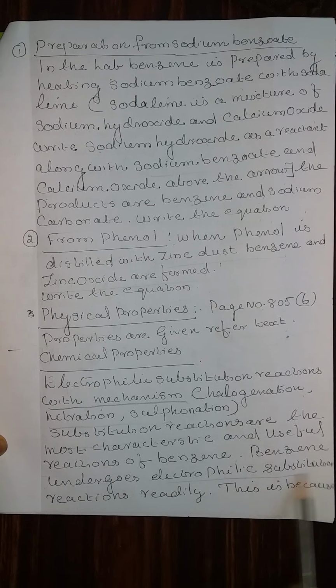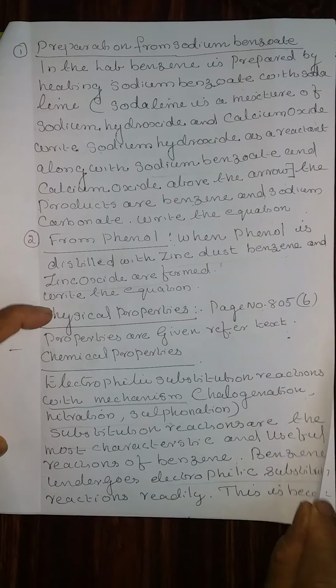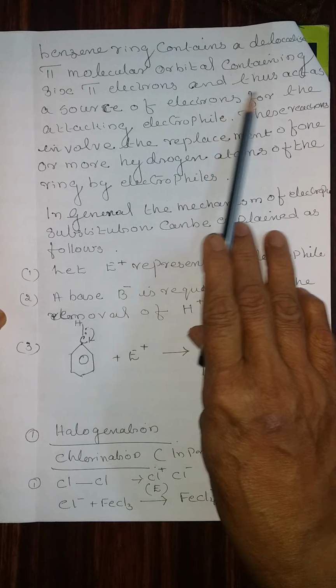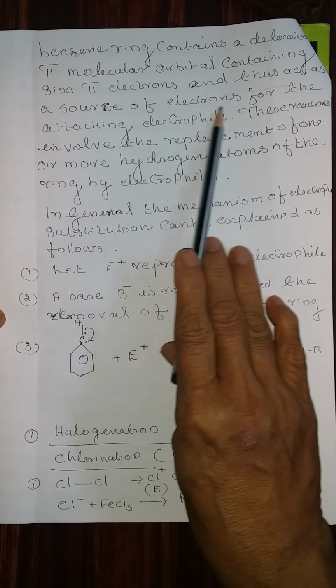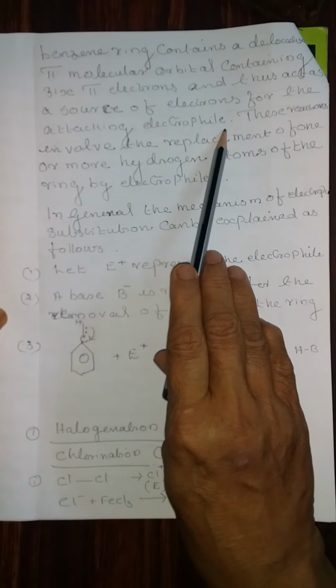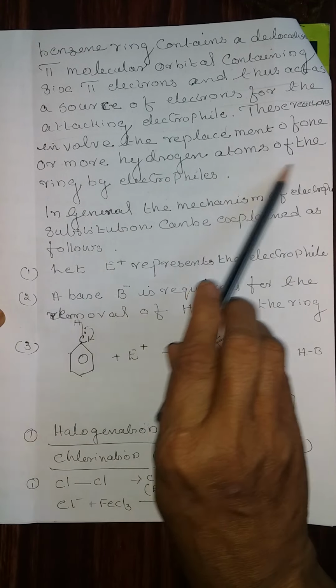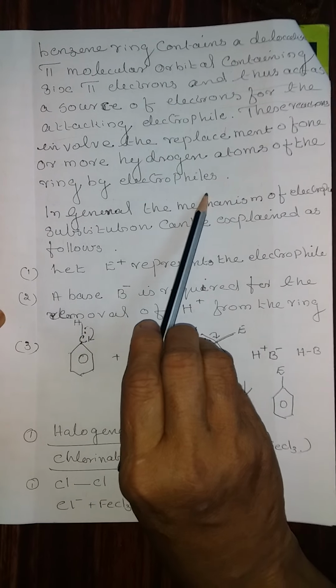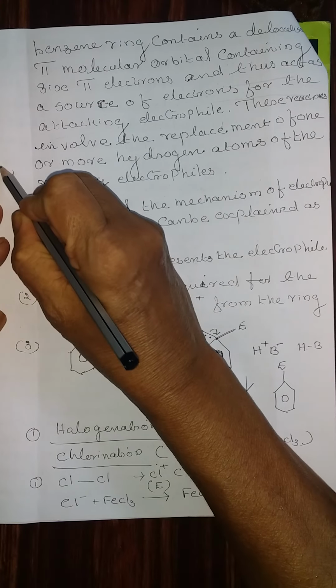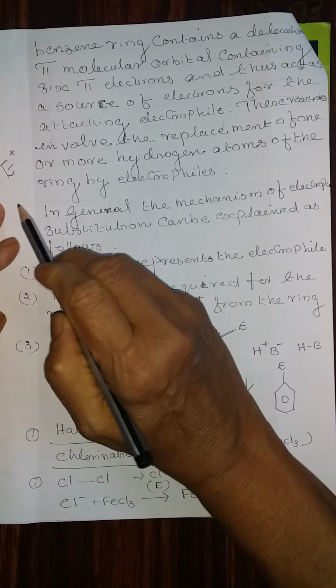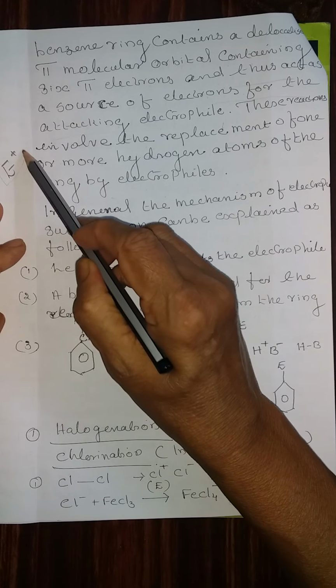Benzene undergoes electrophilic substitution reactions readily. This is because the benzene ring contains a delocalized pi molecular orbital containing 6 pi electrons and thus acts as a source of electrons for attacking the electrophile. These reactions involve the replacement of one or more hydrogen atoms of the ring by the electrophile. We know that any electrophile is electron loving. That means they will be positively charged.